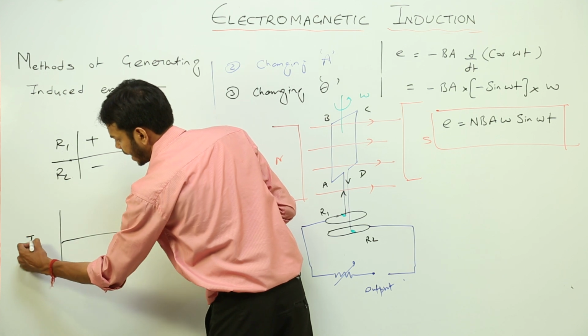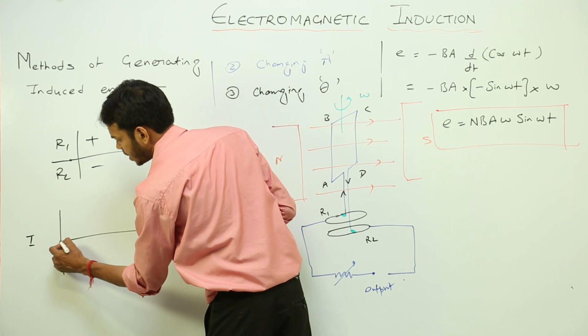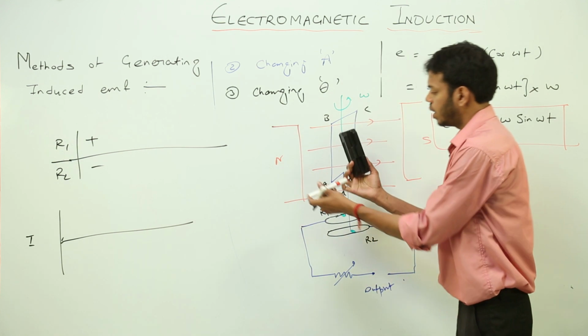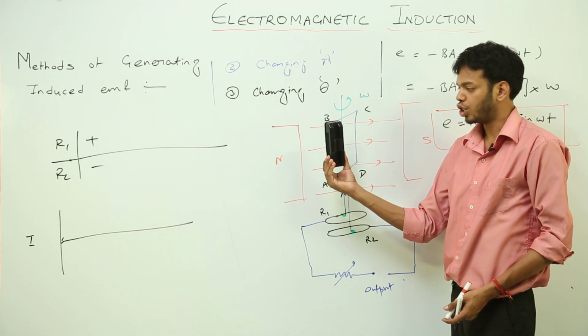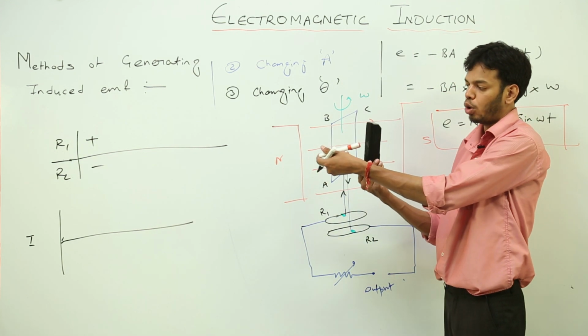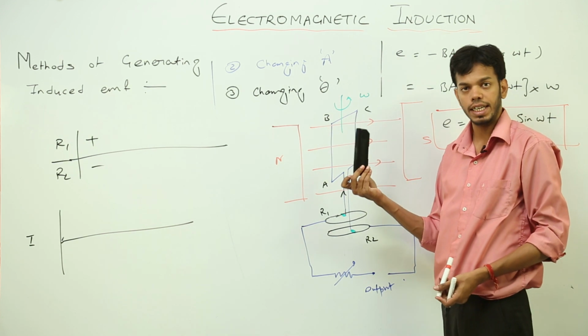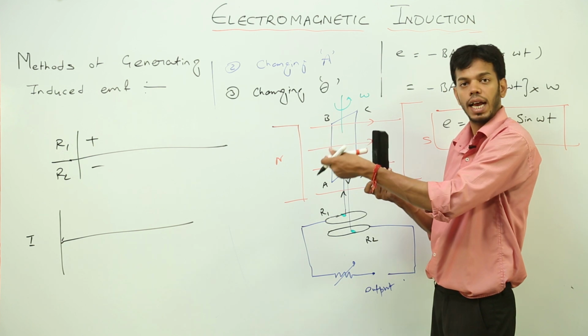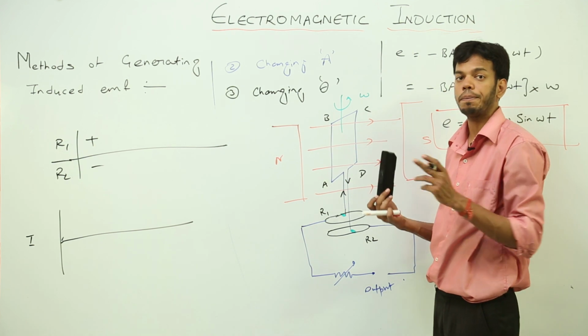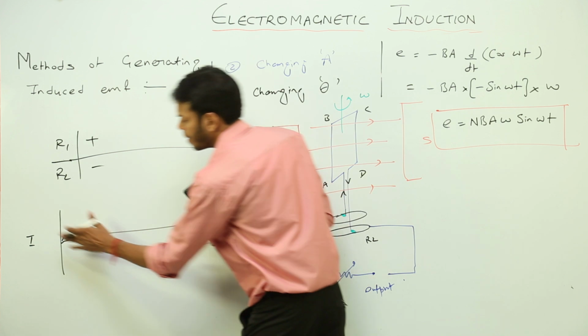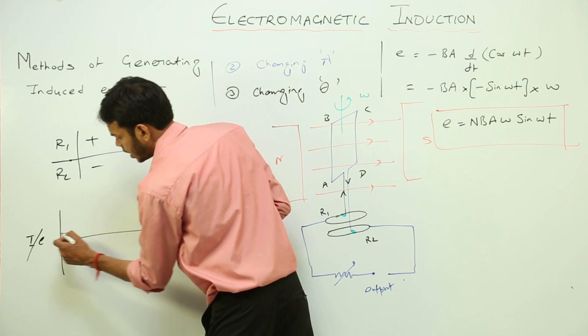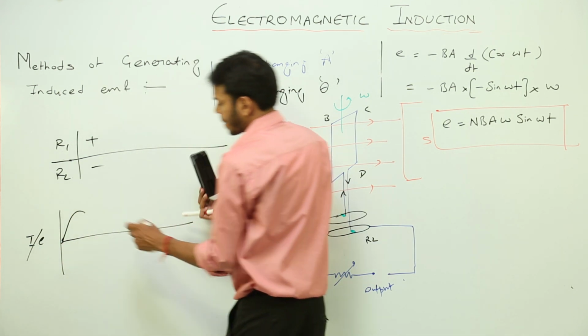I am writing the value of current. The graph will start from 0, and with the rotation of the loop there will be more and more lines passing through it. At a point when the angle is 90 degrees, the maximum number of lines will be passing through it, that is, the flux is maximum, and so will be the value of induced EMF or induced current. It will be like this.